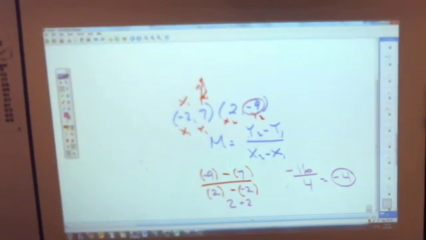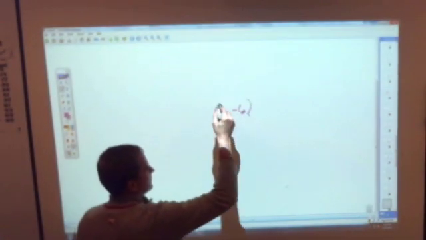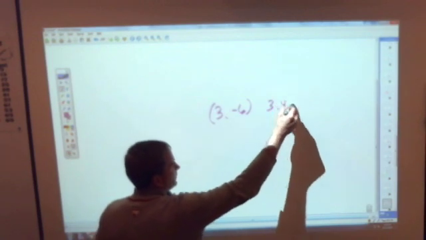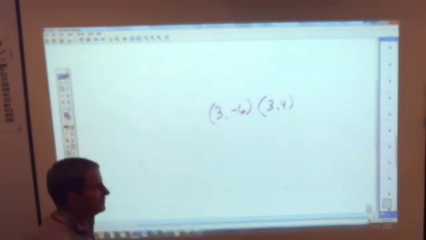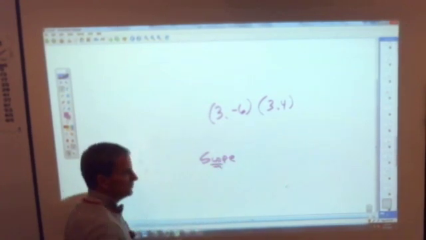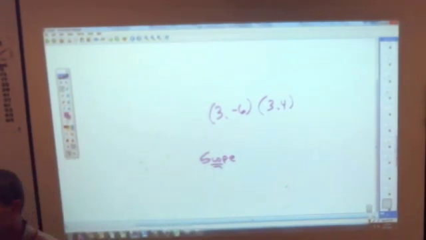One more. Ready? This one I will let you do. 3, negative 6, 3, 4. See what you get for slope. We might have to continue this after Spanish because there's only 2 minutes left. I'm interested to see what you come up with here.